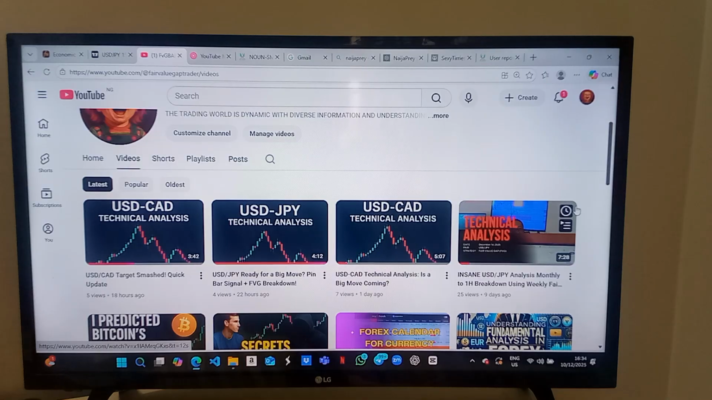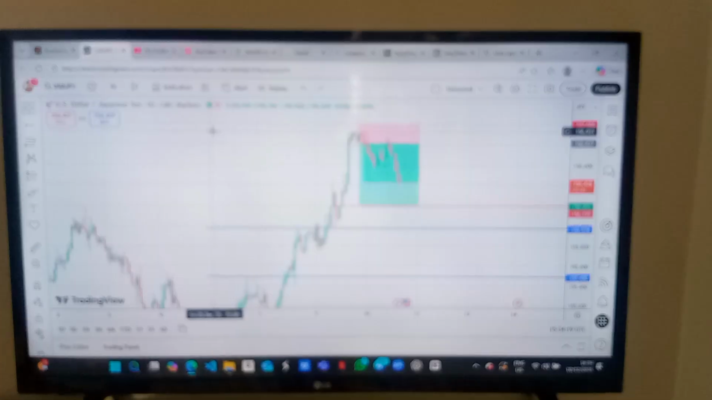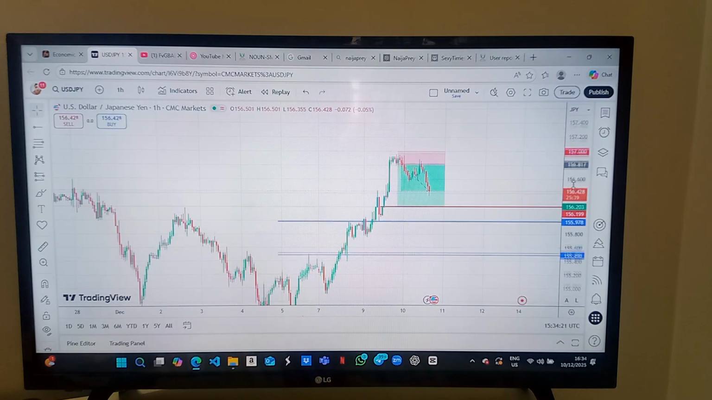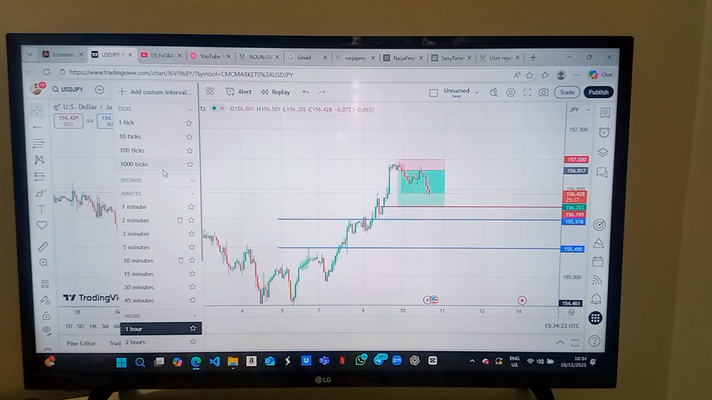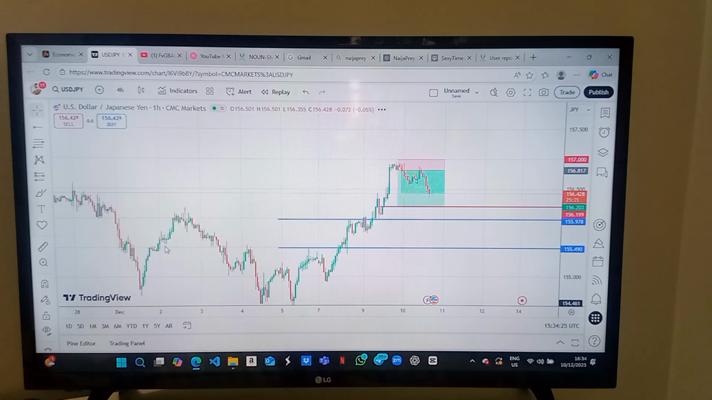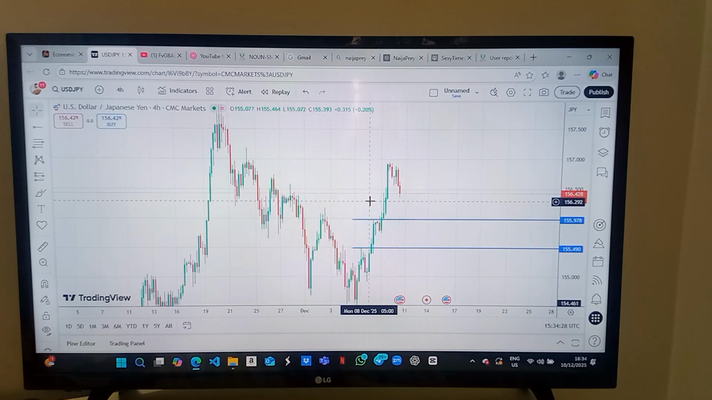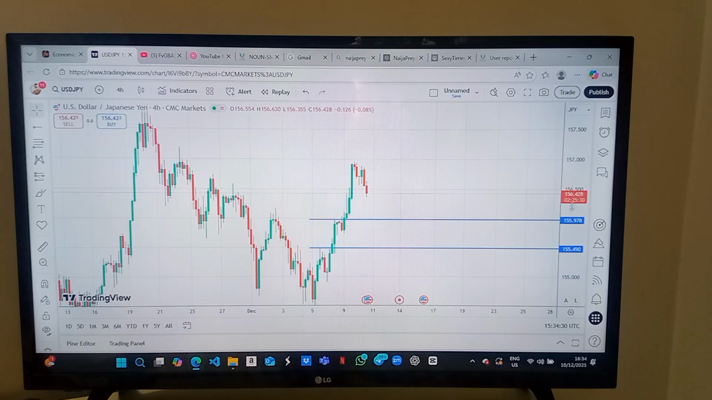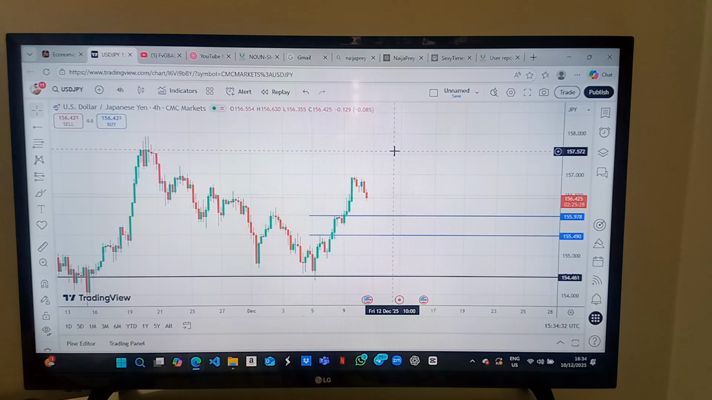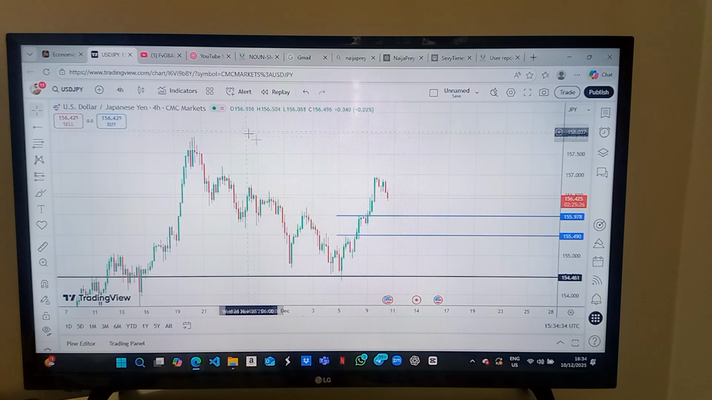Today I want to show some fair value gaps that I noticed. Fair value gaps are always aligning with the USD pairs, right? So let's check out this USDJPY for some fair value gaps.